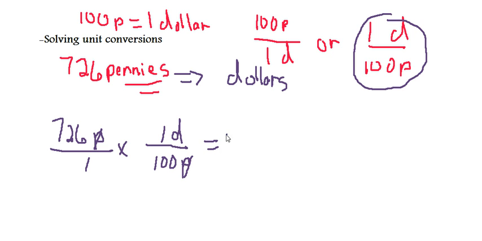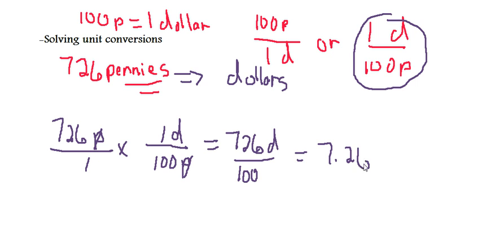Now I simply just do the calculation. 726 times $1 would be the $726. Then in the bottom we have 1 times 100 pennies. Or excuse me, the pennies is gone. We just have 100. Then the final thing to do is the numerical calculation. 726 divided by 100 would be 7.26. And I still have my dollars left over. So I converted 726 pennies into $7.26.